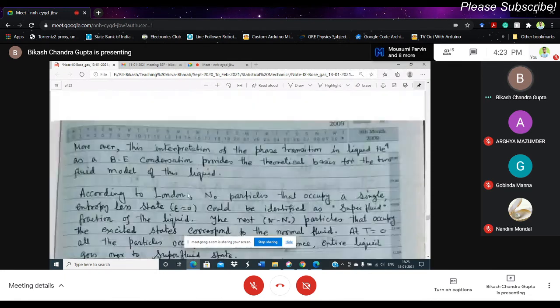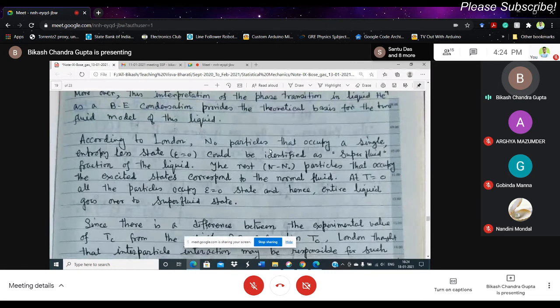Moreover, this interpretation of the phase transition in liquid helium 4 as a Bose-Einstein condensation provides a theoretical basis for the two-fluid model of the liquid. According to London, the N0 particles that occupy a single energy state, epsilon 0, could be identified as superfluid, flowing without any friction or viscosity. And the rest, N minus N0 particles that occupy the excited states, correspond to the normal fluid.